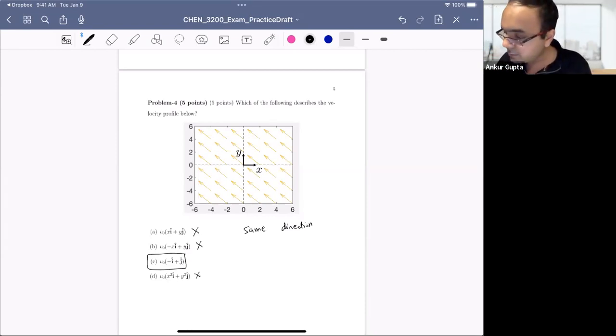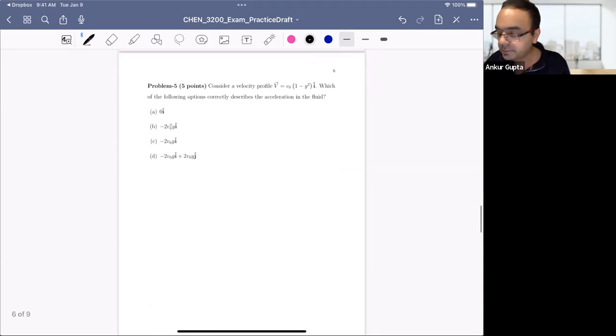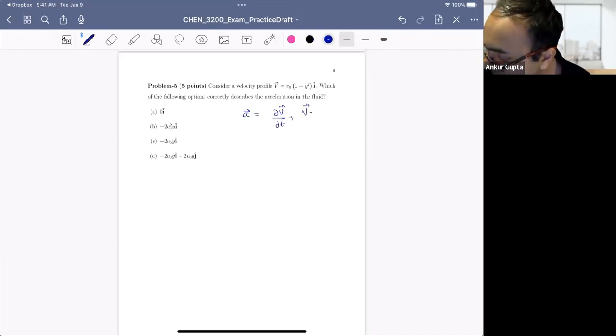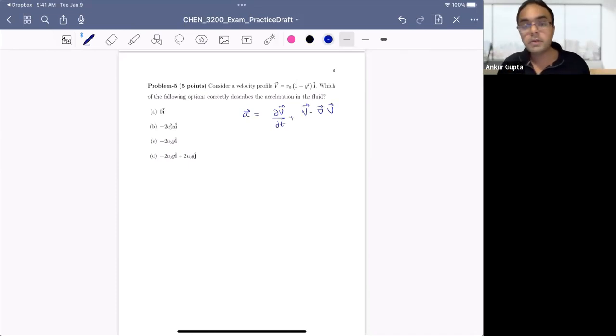All right, so let's keep going for the last practice problem for the conceptual part. So now it says, consider a velocity profile v vector is equal to v naught times 1 minus y square i hat. Which of the following options correctly describes the acceleration in the fluid? This is a classic acceleration problem. So we do know that acceleration is del v vector by del t plus the material derivative essentially, or v dot del v, right? This problem is only for i hat.